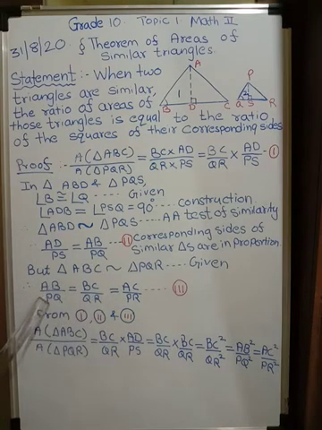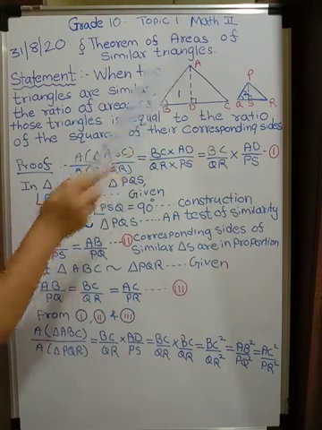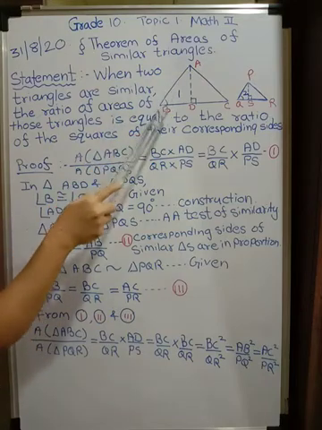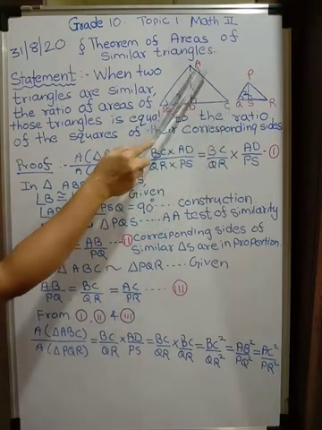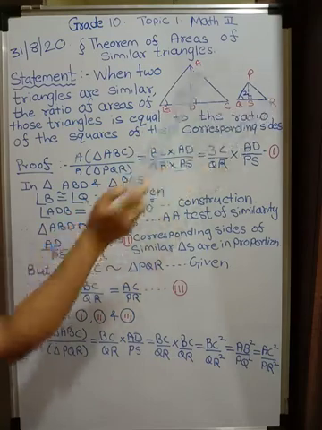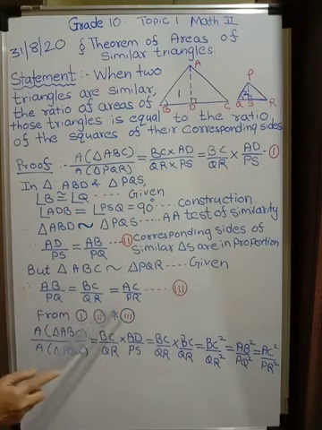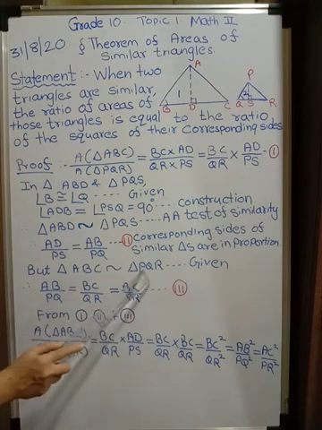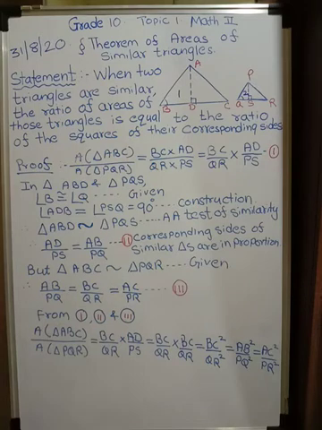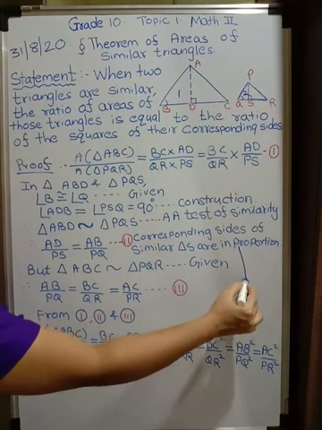All three sides of one triangle will be in proportion with the three sides of the other triangle. So what have I written? AB upon PQ is equal to AC upon PR is equal to BC upon QR. What's the reason? The reason is that these two triangles are similar, and these are corresponding sides of similar triangles, which are in proportion. So you can write the same reason over here.